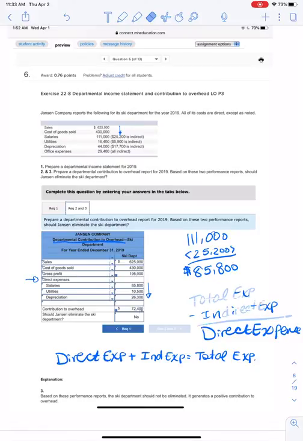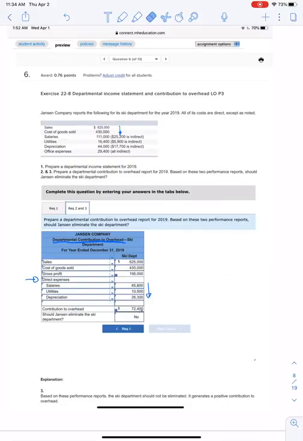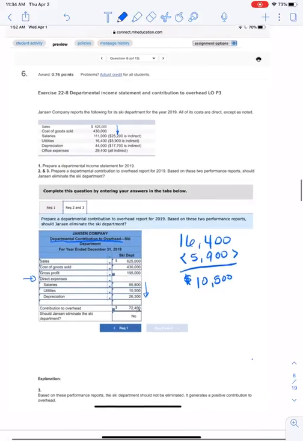Okay. So I'm just going to clear this out, just get us that space back, and then we'll move on to the next piece. So then how did we get this 10,500? Well, it's the same way we got our 85,800. It's simply by taking this 16,400 less your 5,900 in indirect, and that gives you 10,500 in direct costs related to the utilities of this department.